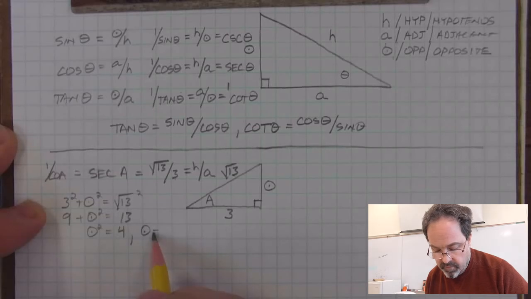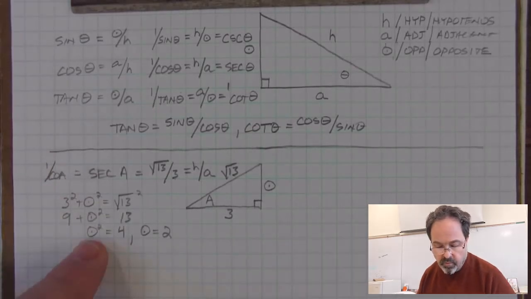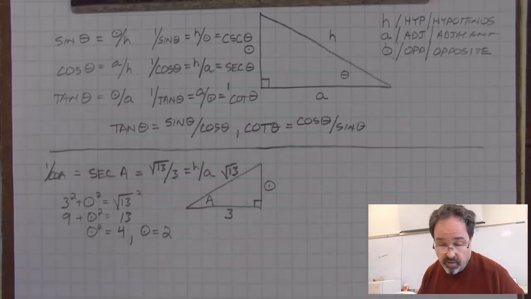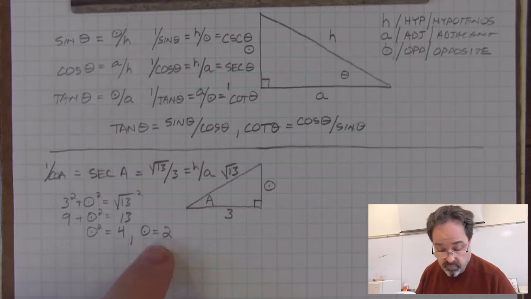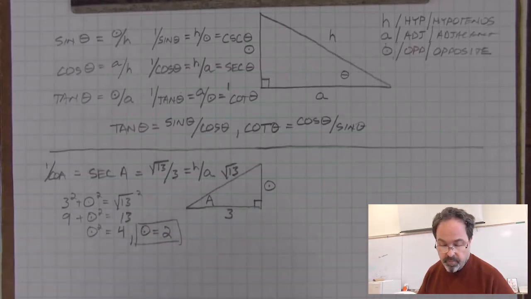So the opposite side must be equal to positive 2. We undid a square to get there, but in the Pythagorean theorem as it applies to the sides of a triangle, a side can't be negative, so we only get the positive value for that opposite side. We've discovered the opposite side of this triangle.